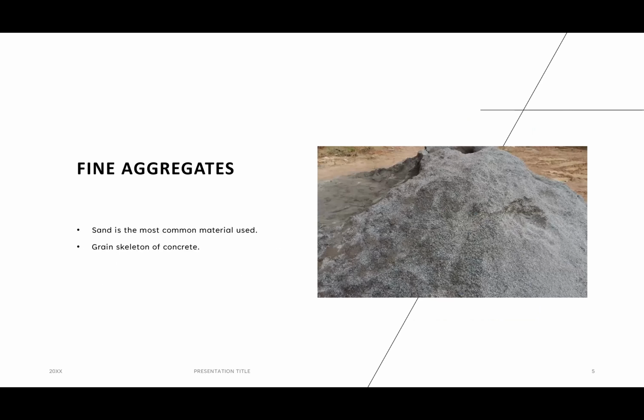So next, I'll be talking about fine aggregates. Sand is the most common material used. It's the grain skeleton of concrete. Fine aggregates are essentially any natural sand particles won from the land through the mining process. Fine aggregates consist of natural sand or any crushed stone particles that are 1/4 inch or smaller. This product is also often referred to as 1/4 inch minus, as it refers to the size or grading of the particular aggregate. The majority of the volume in the formulations for making a concrete mix is taken up by these fine particles. It serves as a structural filler.